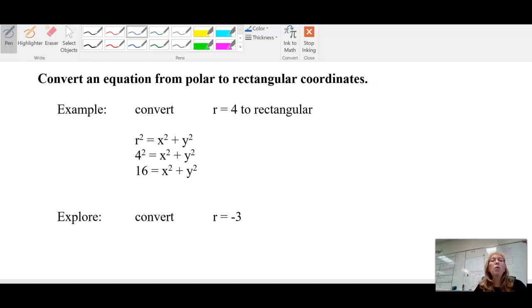So I'm taking a polar equation and I'm changing it to a rectangular equation. We're going to start with some simple ones. r equals 4. So it's just a radius, it's just a circle. We know that r squared equals x squared plus y squared. So we plug in our 4: 16 equals x squared plus y squared, which is what it should be, a circle with radius 4. Makes sense.